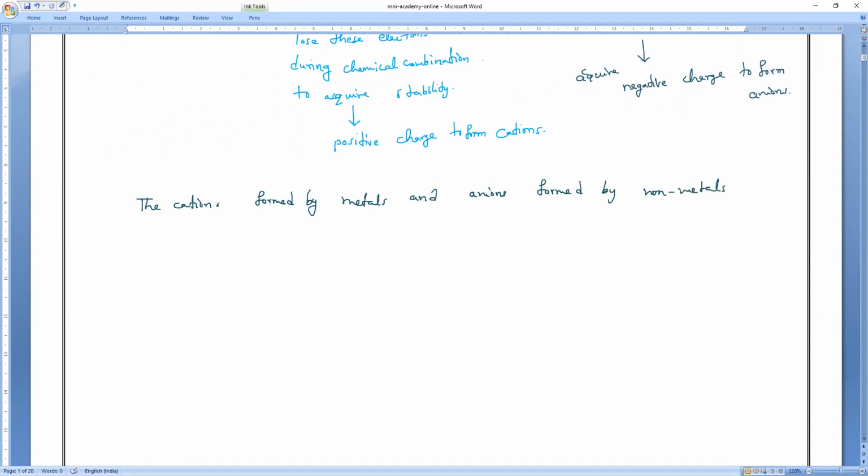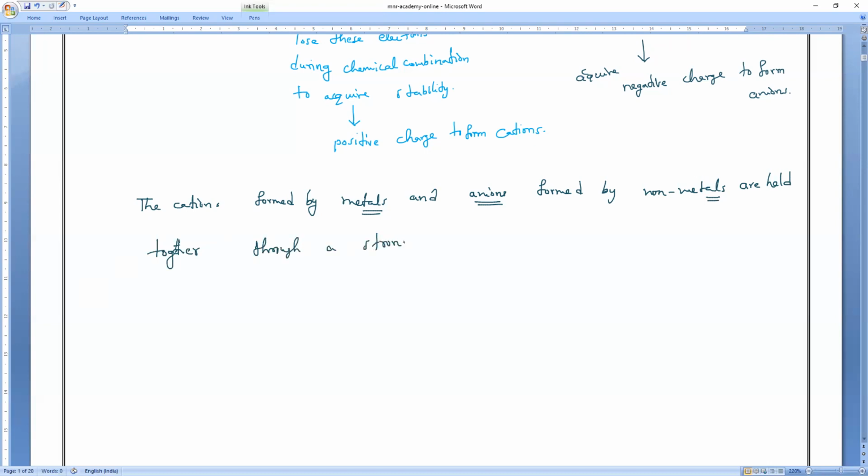We are having two bonds now. Ionic bonds, and another one is what? Covalent bond. So forget about the covalent bond for now. Ionic bonds are basically formed by donating electrons as well as receiving electrons. Cations are formed by metals and anions are formed by non-metals. Okay, they will be held together through a strong force of attraction.